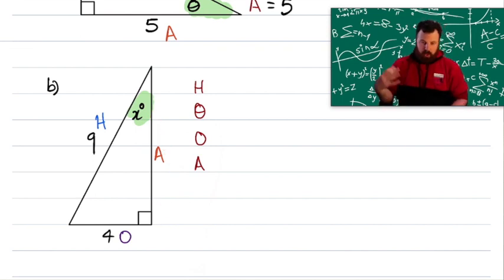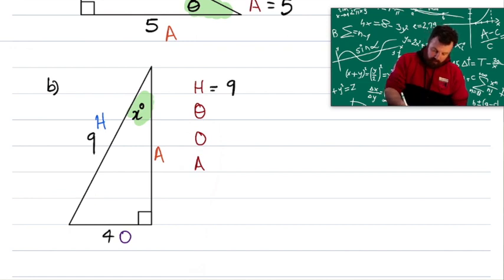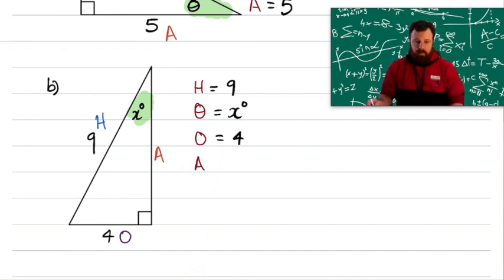So going back to that structure, our hypotenuse, well, I have a value for it. It's 9. Our reference angle, I have a value for it. It's x degrees. My opposite, I have a value for it. It was 4. And my adjacent, I've got no information about my adjacent, so I'm just going to leave it blank.